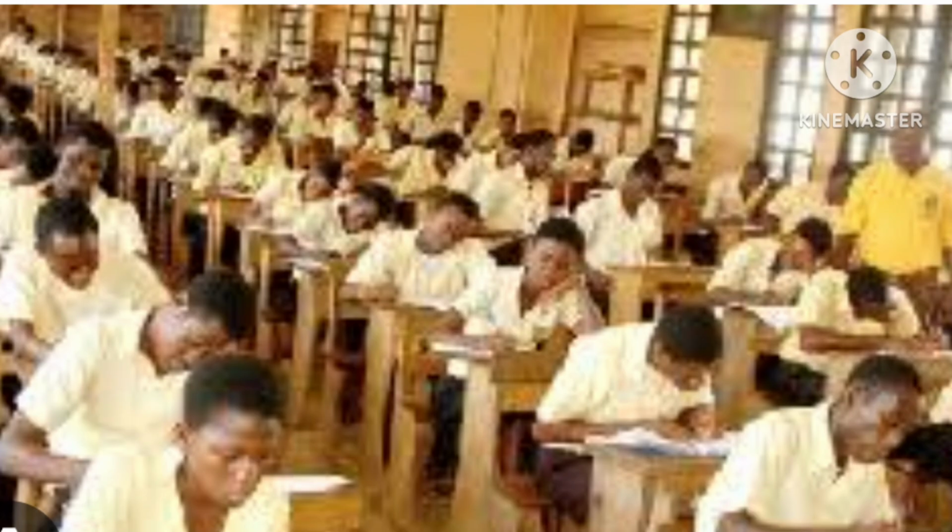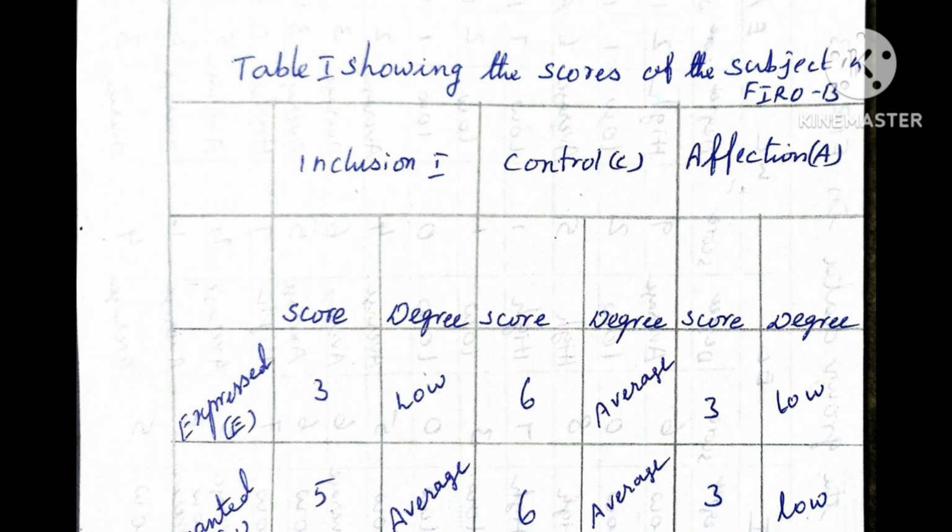First subject: the initial of the subject is PV, a 33-year-old man working as a skill trainer. In table 1 there are 3 major divisions. Inclusion, that means how much the subject wants to establish relationships with others. Second, control. It indicates the level of one's need for power in dealing satisfactorily with others. Third, affection, that is how much affection the subject needs. In each dimension we have expressed and wanted.